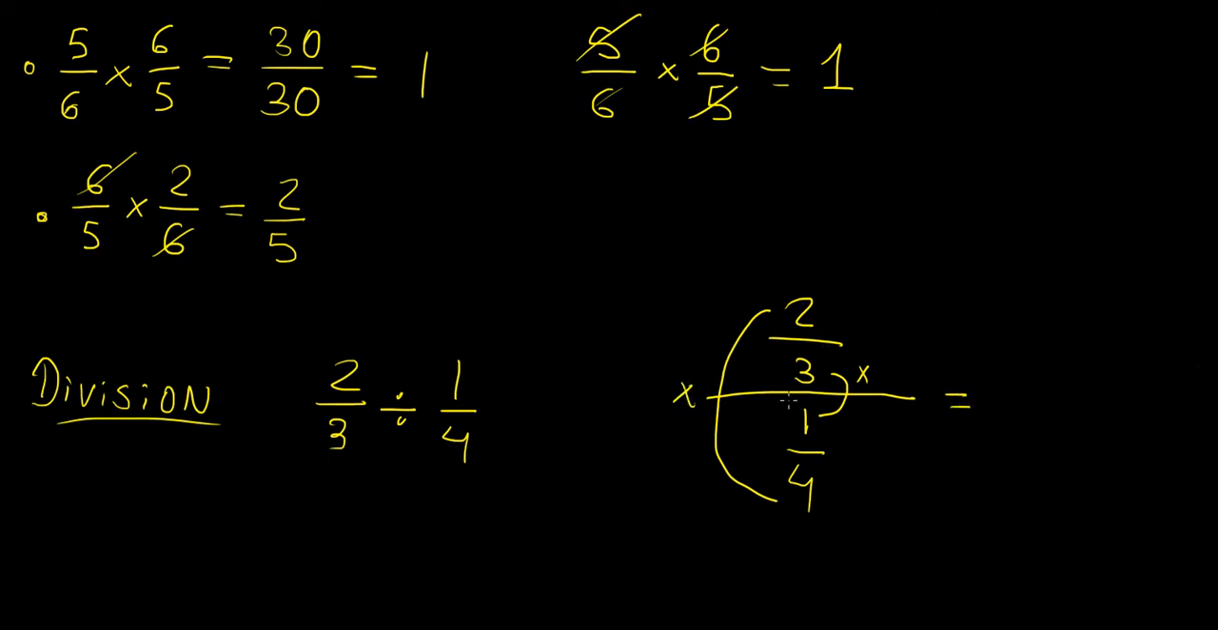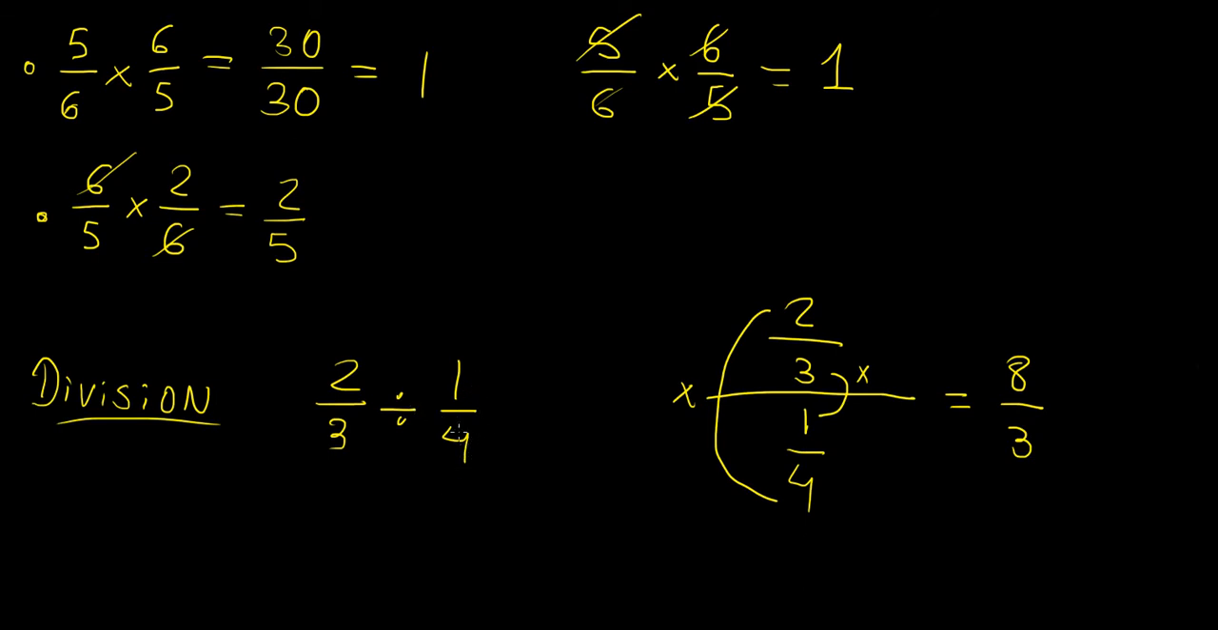Now the numbers on the outside are going to go on the numerator of the new fraction, and the numbers on the inside are going to become the denominator. So we have 2 times 4, that's 8, and then 3 times 1 is 3, so that's going to be our answer.